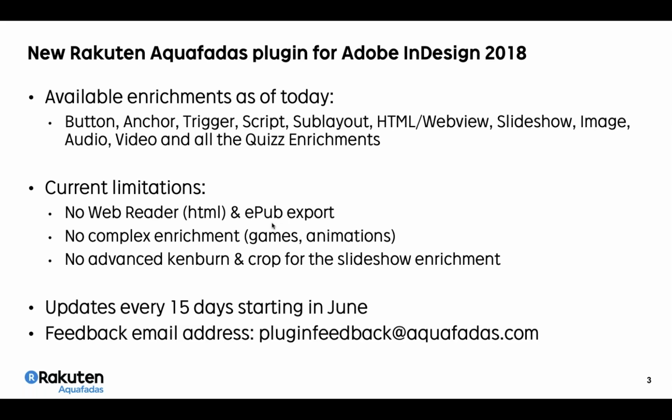In terms of the current limitations, and again, this is for the build announced and launching on Monday, you'll have no web reader, so no HTML export yet, and EPUB export as well. This is coming up in the next few weeks because we will be providing to you updates every 15 days starting from June this year, for sure. So that means that even if you get a build next week, you'll be getting another build by mid-June, another build by the end of June, and probably with some of these gaps that you can see on the screen.